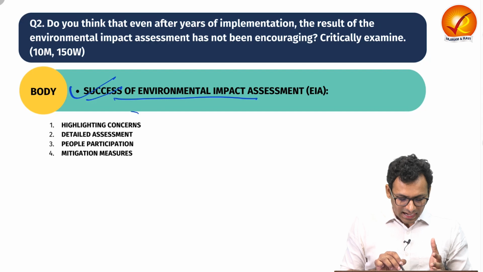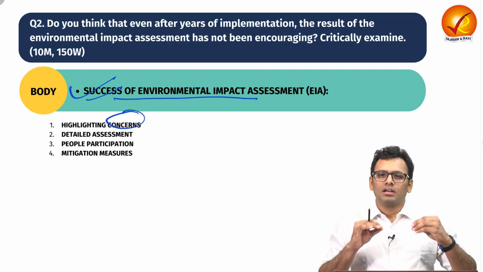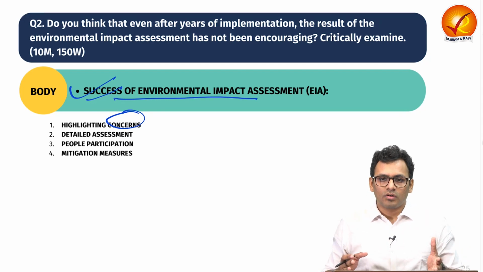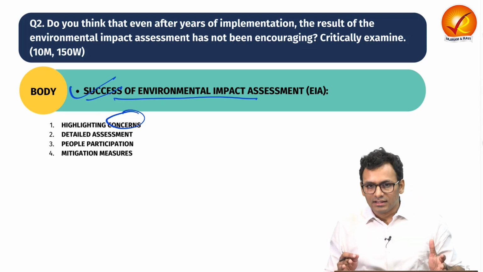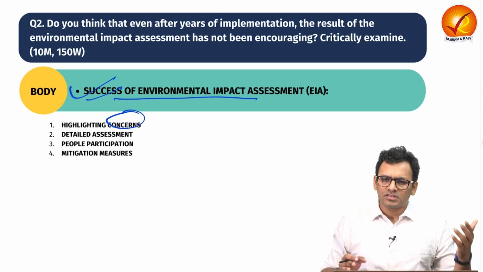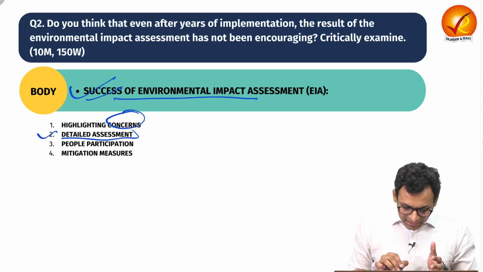The very first is it highlights the concern. Well, it specifically talks about issues which can come across if certain measures are not taken. We have seen that how the river linking of Ken Betwa, there were lots of issues which were highlighted through the process of EIA. Second is detailed assessment.